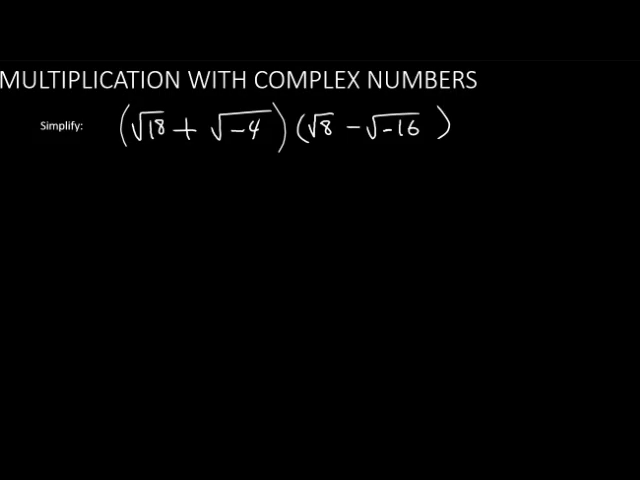Now we'll deal with a multiplication operation with complex numbers. We have a lot of square root terms here, and the first thing we'll do is try to simplify all of our roots. We'll split this into 4 pieces and simplify them separately. We'll label each of our root terms a, b, c, and d.